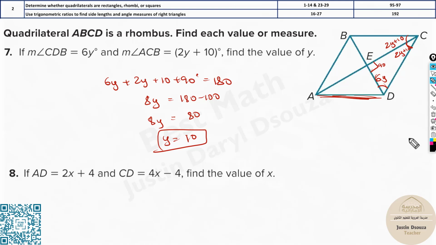I'll just change the color. AD is 2x plus 4. And what about CD? This one over here. CD is 4x minus 4. What is the value of x?